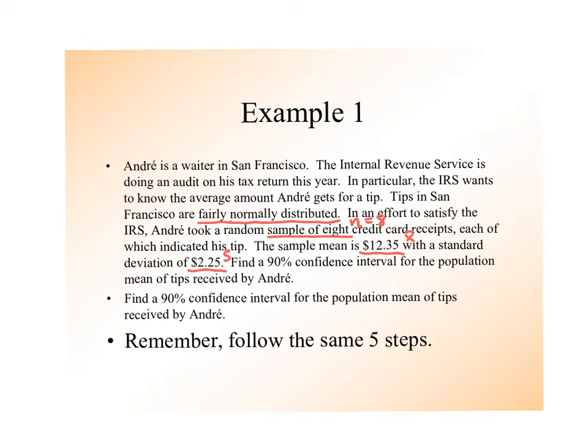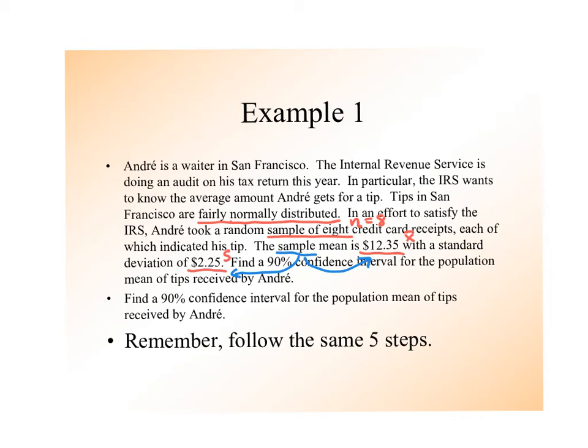because what he did is he took these 8 receipts, he got the average, and then he calculated the standard deviation from these receipts. So both of these are from the sample, okay? So I want to highlight that. This is from the sample, and the standard deviation is from the sample. So these two values are both from the sample.